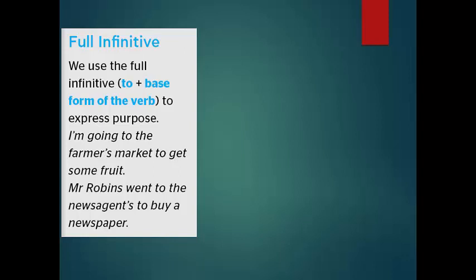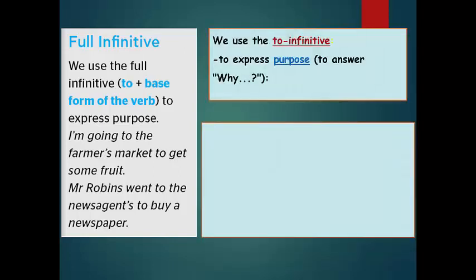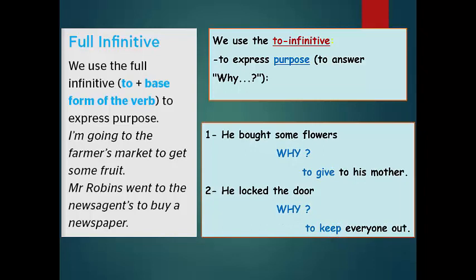Mr. Robbins went to the news agents. Why? To buy a newspaper. So we use the to infinitive again to express purpose, to answer why. Examples. He bought some flowers. Why? To give to his mother. Second example. He locked the door. Why? To keep everyone out.